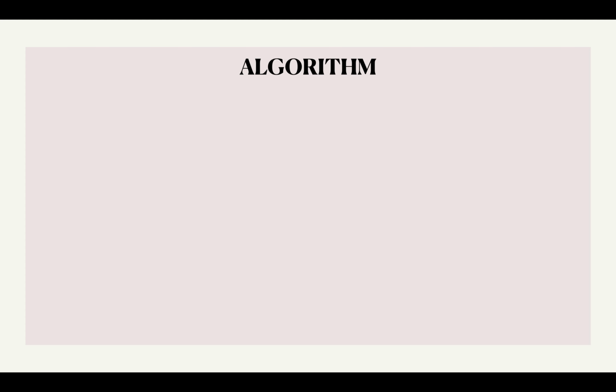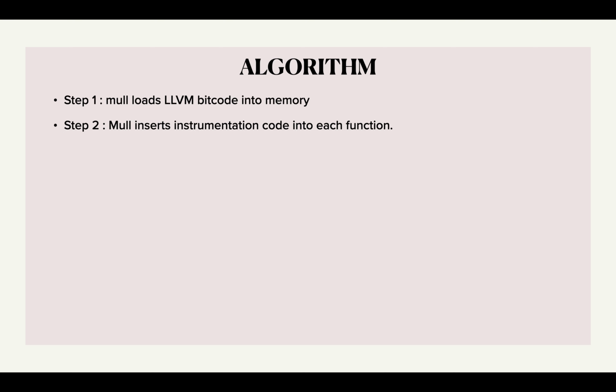Let's see the algorithm written in order to implement this tool. This consists of 8 steps, and step 1 goes like this. The tool loads the bitcode into the memory. Next, the tool inserts instrumentation code into each function. This code is used to collect code coverage information. This approach is described in the implementation part. Next, MUL compiles instrumented bitcode to machine code and prepares the machine code for execution by JIT engine. JIT is nothing but just-in-time compilation.